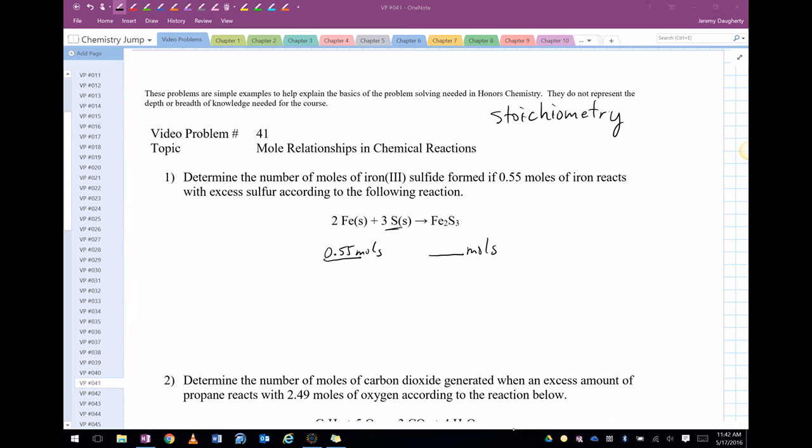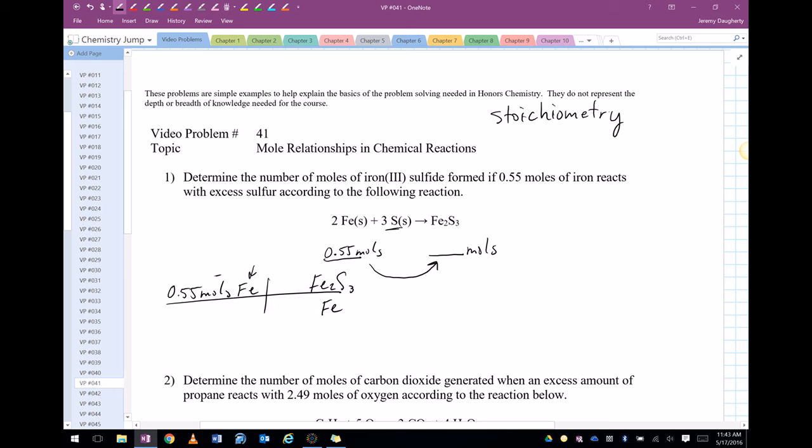So what I'm going to do is I'm going to go from moles to moles. Just like that, okay? So I'm going to set this up, 0.55 moles of iron. Okay? And now, I want to get rid of iron, but not moles. I want to keep the word moles. I want to get rid of iron. So I'm going to put iron on bottom, right? Because then the irons will cancel out. I'm going to put iron 3 sulfide, which is what I'm looking for, on top.